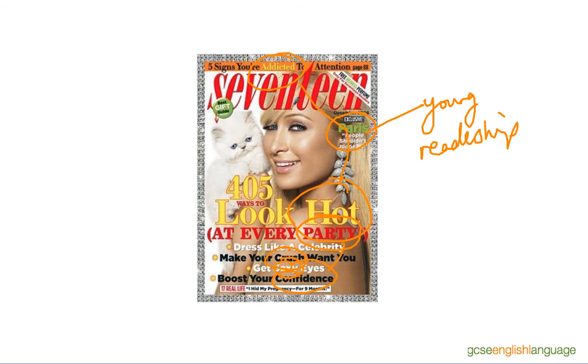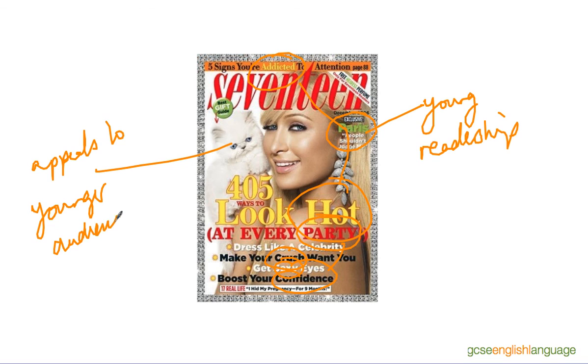Again, look at the image here. If we're thinking about presentation techniques, the eye contact, which is quite seductive, the kitten, which is appealing, appeals to a younger audience. This kind of selling an image, the earrings, everything here is selling a particular image. The colour, sort of the bright colours, so on and so forth. You can see where I'm coming from here.